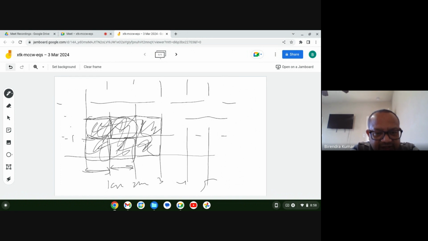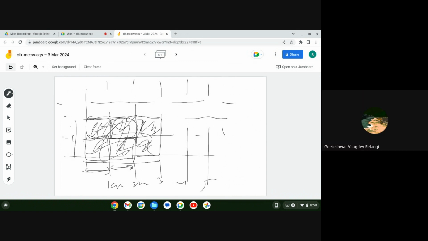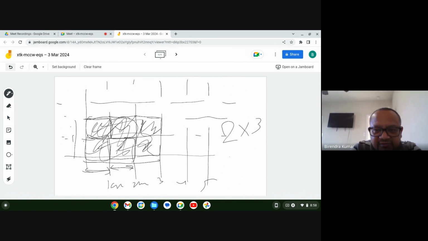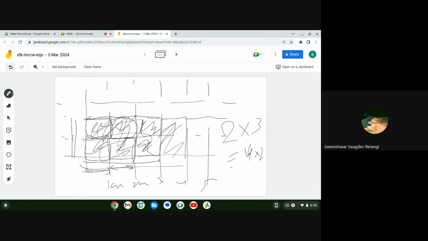Now, if you look at the relationship here, when I picked up these six boxes, I had three horizontal blocks and two vertical blocks. That was becoming two into three equals six. If I pick two more blocks here, it becomes four horizontal, two vertical. Four into two, eight. And then it will be 8 centimeters square.